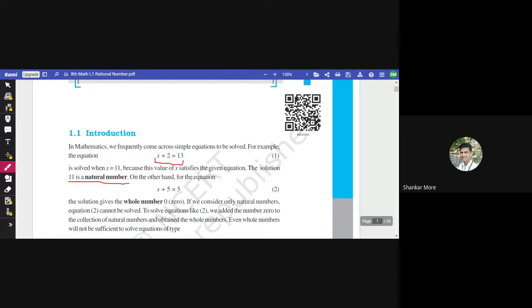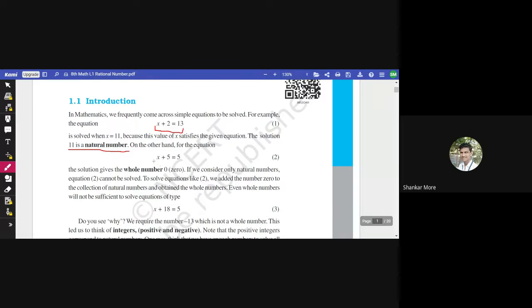Okay, so basically the natural numbers start from 1, 2, 3, and so on up to infinity, right? So 11 is a natural number. Now the second equation. Second equation is what? Second equation is x plus 5 is equal to 5. So if we solve this equation, what are we going to get? We are going to get the value of x is equal to 0, right? So x is equal to 0 is the solution of this equation.